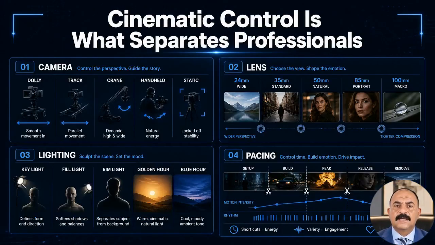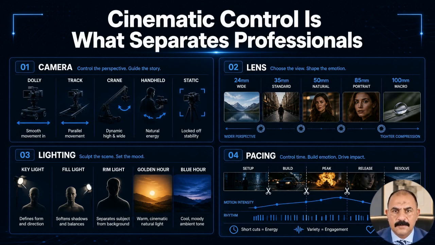Slide 10. Cinematic control is what separates professionals. This is where AI video separates hobbyists from professionals. Cinematic control. Camera movement tells the audience how to feel. A slow dolly in creates intimacy. A fast tracking shot creates energy. A static frame creates authority.